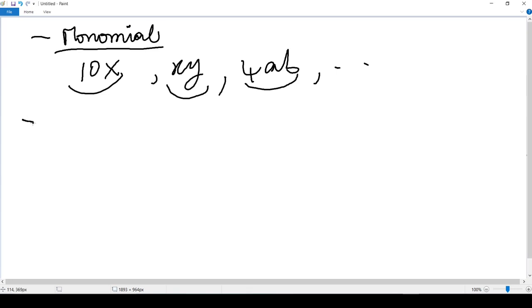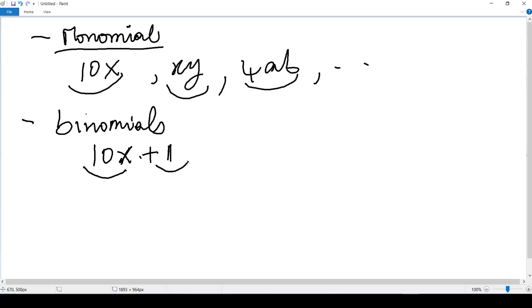Then we have binomials. In this case, we have two terms. You can say 10x plus 1 has a first term and a second term. I can also have 4a squared plus b. I still have a first term and a second term. So we call them binomials.